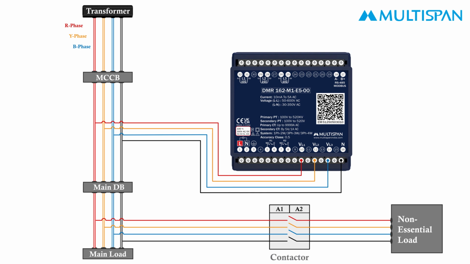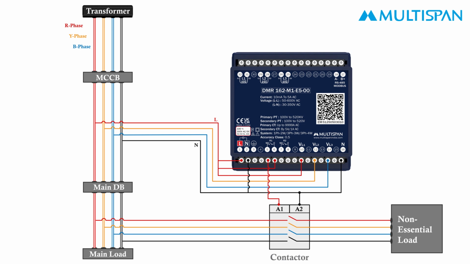Now, to provide auxiliary supply, take the line connection from any one phase and connect it to terminal 1. And take a neutral connection and connect it to terminal 2. Now we will take any one phase and give common to the relay, and from NO, the phase will go to the contactor's terminal A1. We will give neutral directly to the contactor's terminal A2.